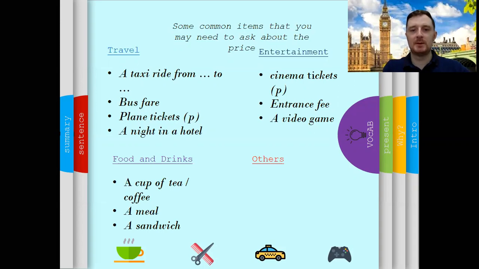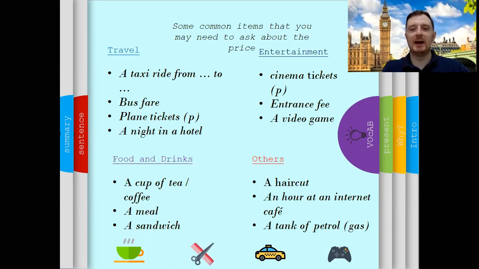Okay. So a few other things that you may need to ask for the price of is a haircut. Maybe you need to go to the barber shop or the hair salon to get your hair cut. Okay, you need to know how much it is going to cost. Another example, an hour at an internet cafe. You need to go online or something. And a tank of petrol or a tank of gas.